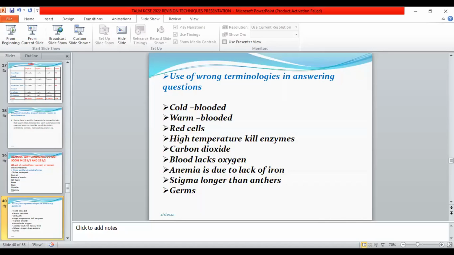These two terminologies have become very common in the exam. Let them be able to master them and understand when to use them. Then, out of careless mistakes, students will talk about red cells instead of talking about red blood cells.